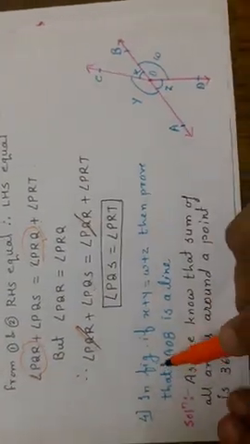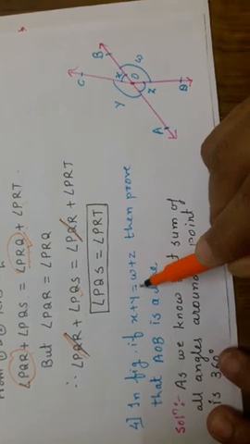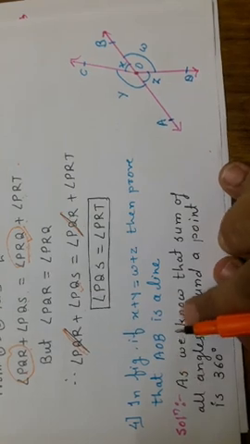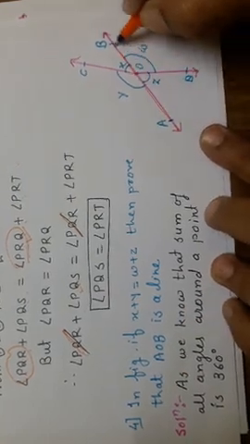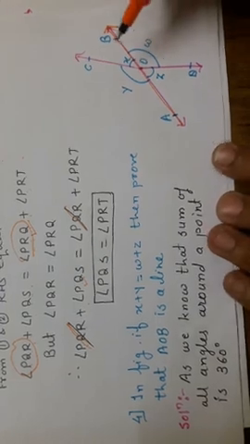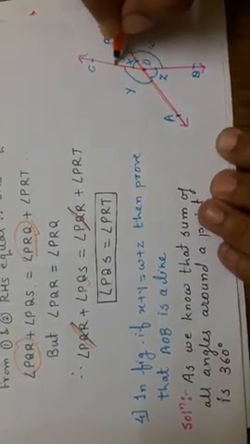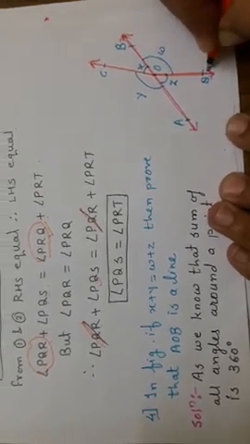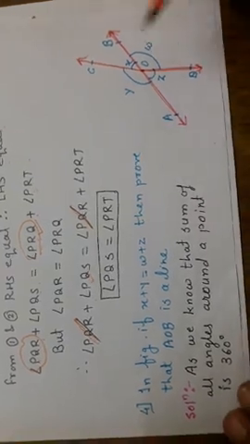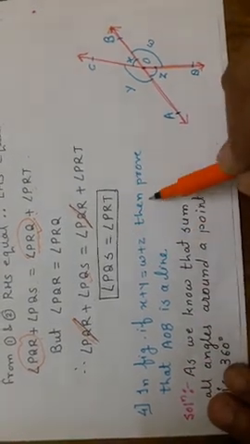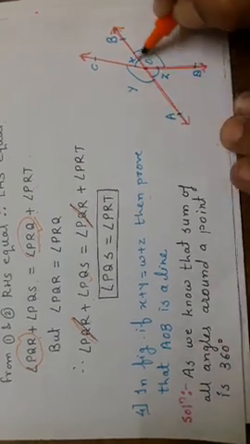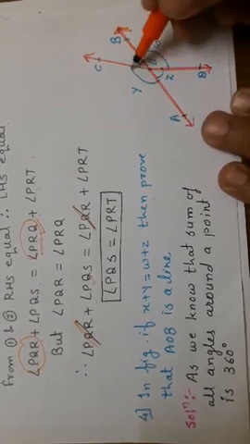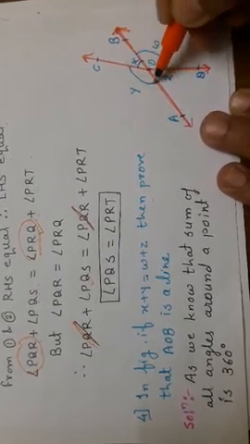Next, fourth. In the figure, if x plus y is equal to w plus z, then prove that AOB is a line. Till the third problem, we have taken the help of intersecting lines and rays standing on the line, and we have proved a linear pair. But in this problem, we have to prove that AOB is a line. Means here we have to prove that one pair forms a linear pair.